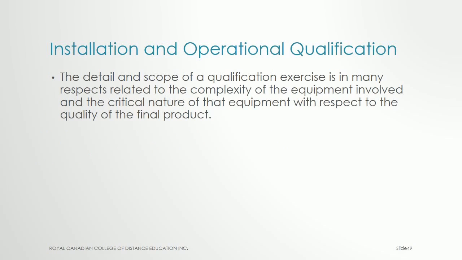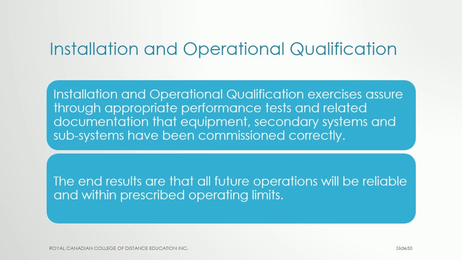Installation and operational qualification. The detail and scope of a qualification exercise is in many respects related to the complexity of the equipment involved and the critical nature of that equipment with respect to the quality of the final product. Installation and operational qualification exercises assure through appropriate performance tests and related documentation that equipment, secondary systems and subsystems have been commissioned correctly. The end results are that all future operations will be reliable and within prescribed operating limits.